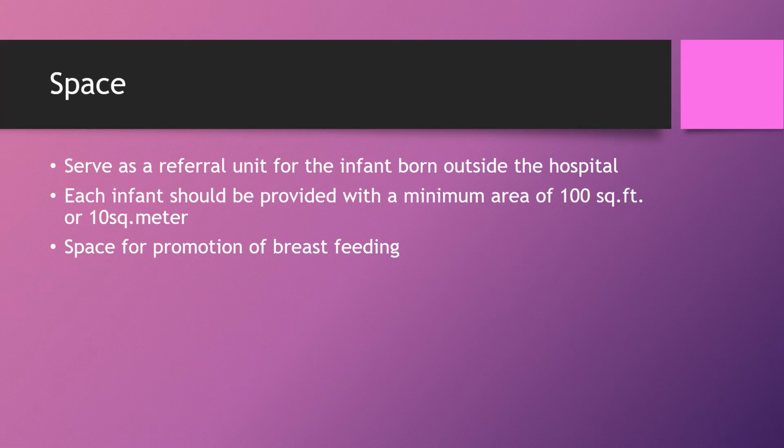So the space required for each infant: the minimum area is 100 square feet or 10 square meters. The space for promotion of breastfeeding, I already told you, a rooming-in room has to be provided for the mother to give a breastfeed to the neonate. Okay, next please.